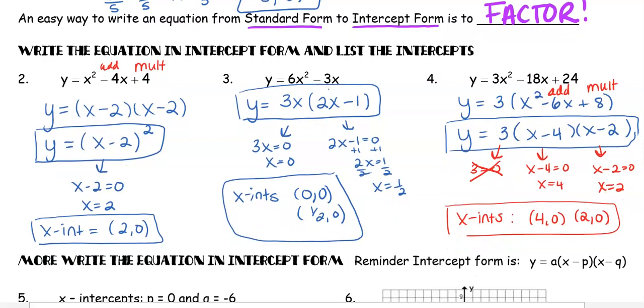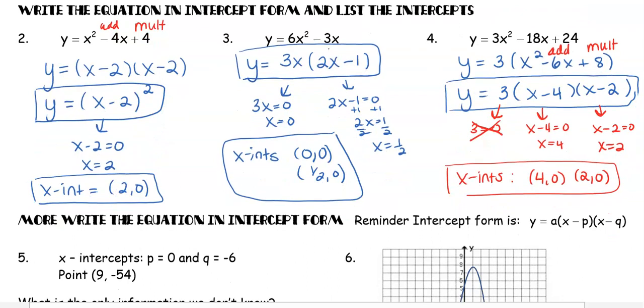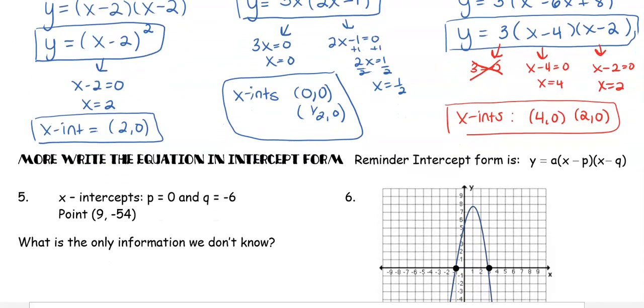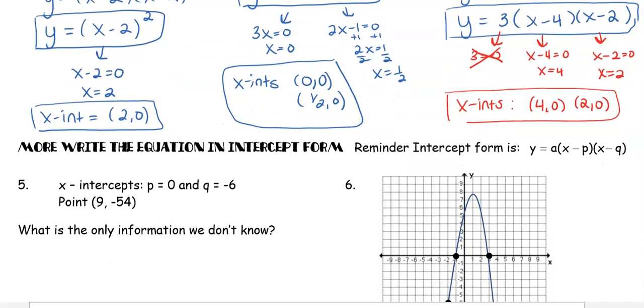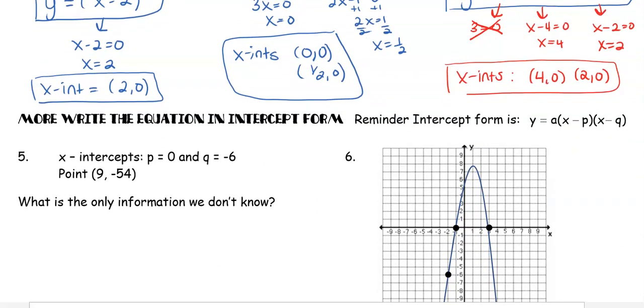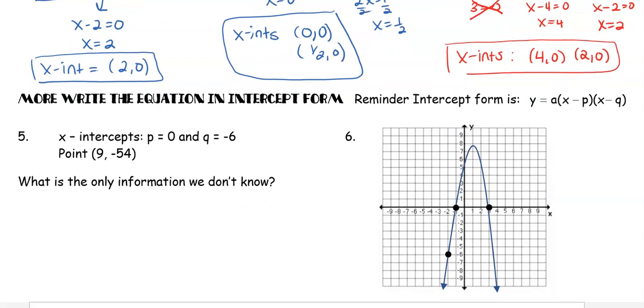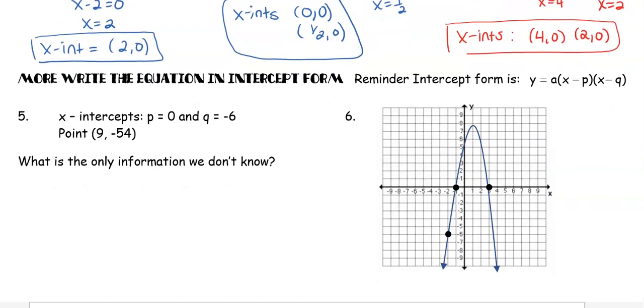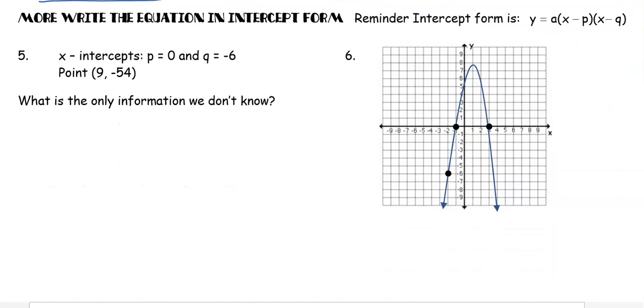All right, so just a review on how factoring can get us our equation in intercept form. And once we have our equation in intercept form, we can find those x-intercepts. All right, and now a little bit of a different twist on how to write the equation in intercept form. So factoring is what we do if the equation is in standard form. But we can do it with other given information. So we're going to write the equation in intercept form given some information.